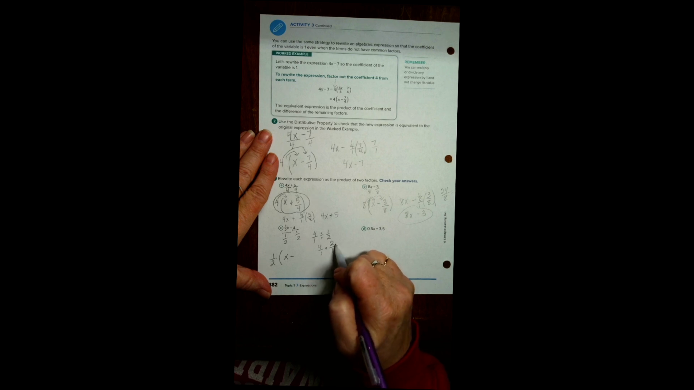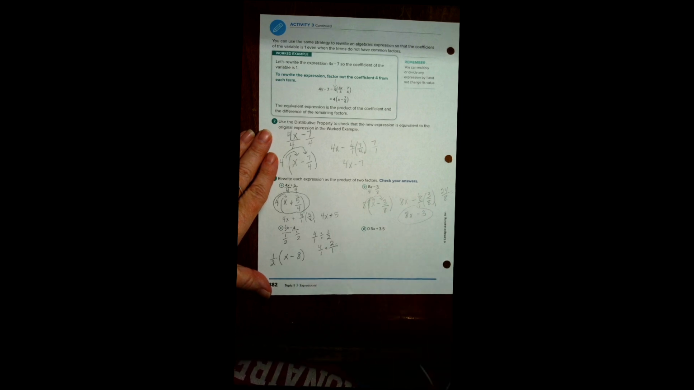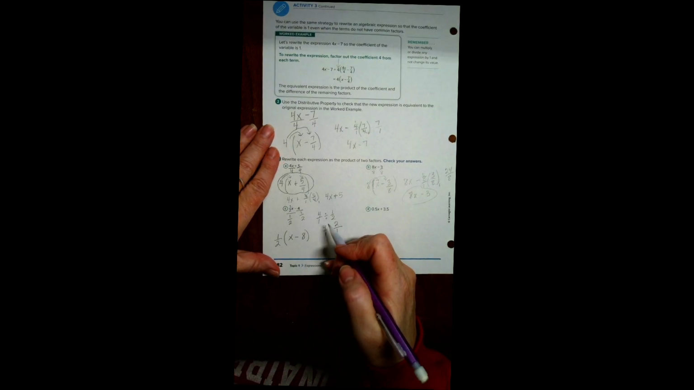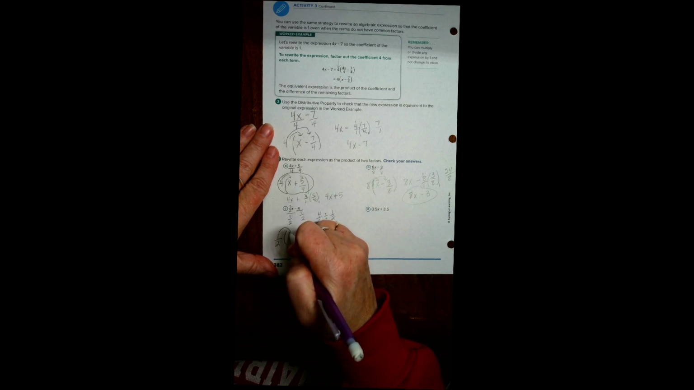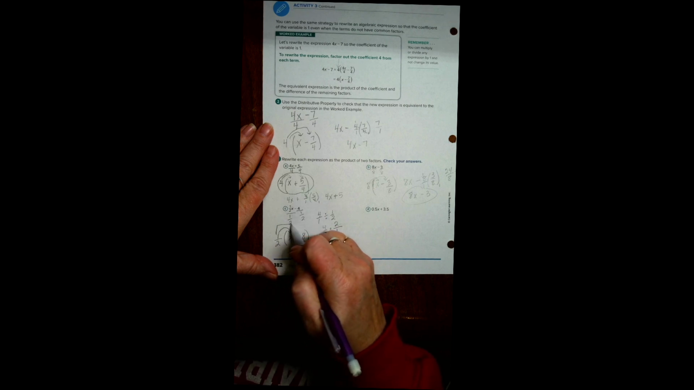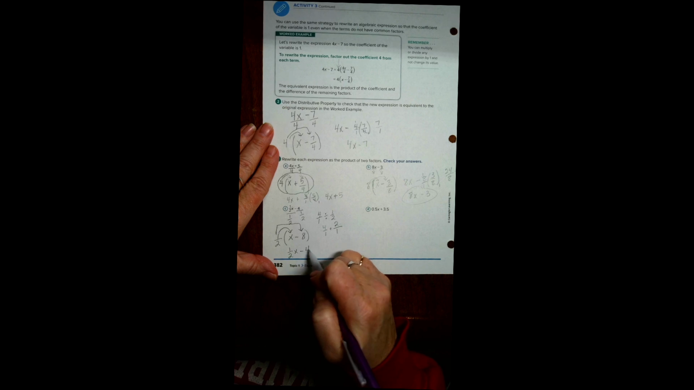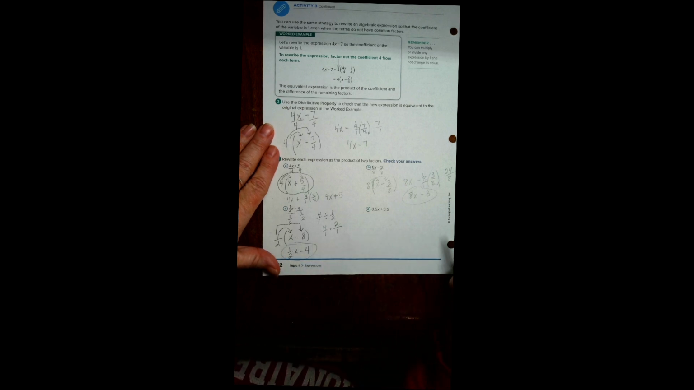Now we have 4 times 2 is 8. 1 times 1 is 1. So this becomes 8. Check it with the distribution. 1/2 times x is 1/2 x. 1/2 times 8, or half of 8. Half of 8 is 4. Takes us back to our original.